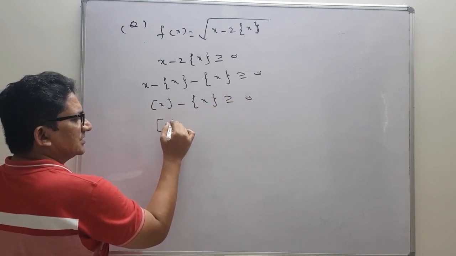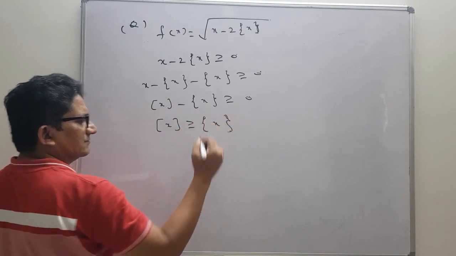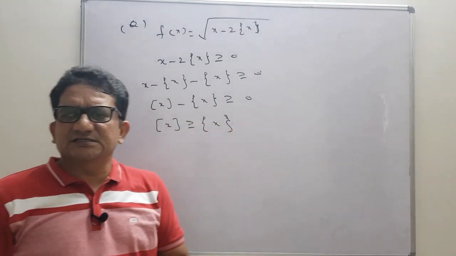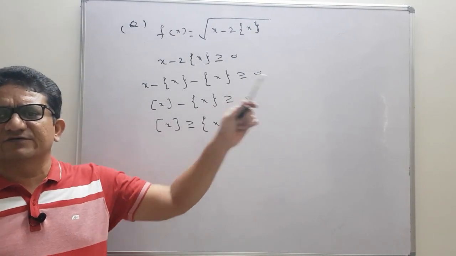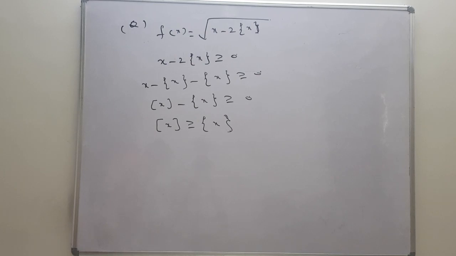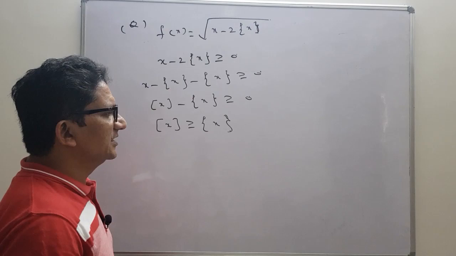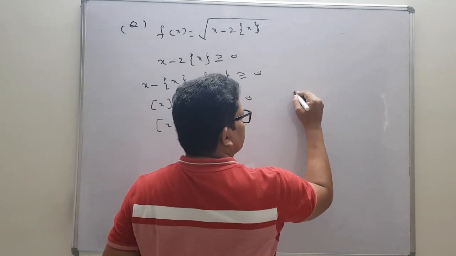Now we need to check step x is greater than or equals to fractional part of x. We need to check when the step function is more than the fractional part function. The easy way to deal with such things is that the graphical approach is always better. So we will check the graphs.